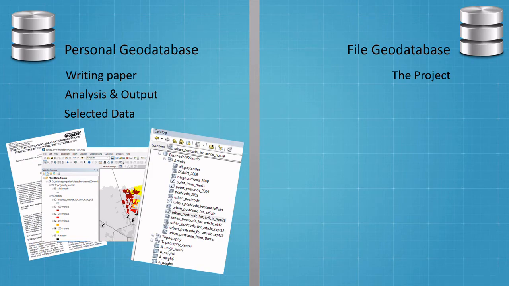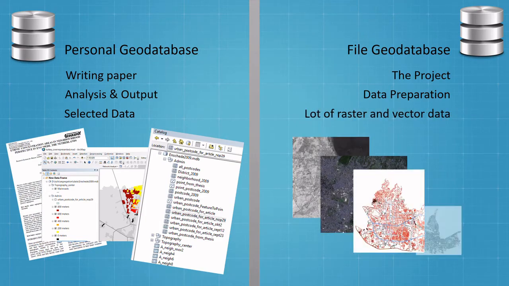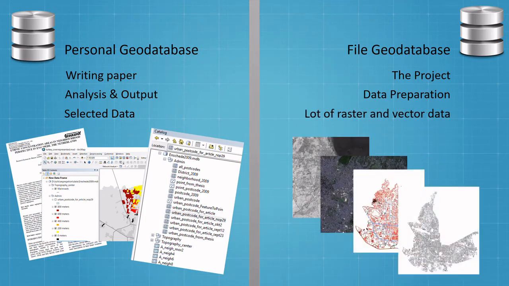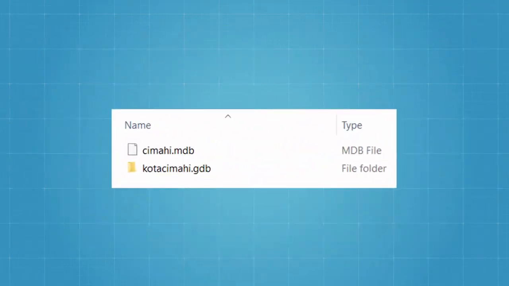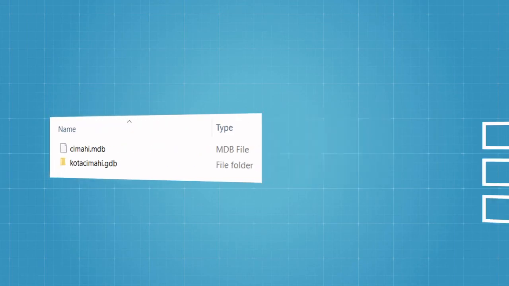However, in my project, I usually have a bunch of raw data, raster or vector, which needs to be prepared or cleaned. To share with your colleagues, you can find a personal geodatabase in one MDB file, while a file geodatabase is in one folder. So that's it.